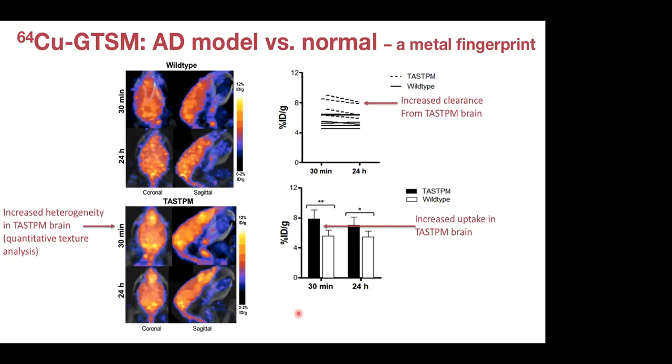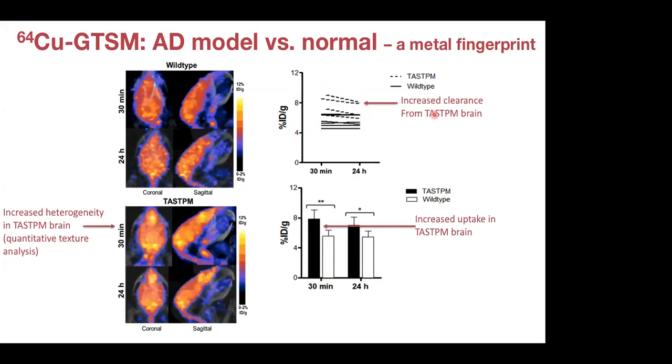On the right, the bottom graph shows you that, as in Paul Donnelly's results, we saw an increase of the initial uptake in that 30-minute period in the TS-TPM brain compared to the wild type, about a 40% increase, similar to what Donnelly observed. And the graph at the top shows the clearance from the brain between 30 minutes and 24 hours. And again, in the wild type brain, those lines are horizontal. There's no noticeable clearance, whereas in the TS-TPM brain, there is some clearance, not much, but it's about 5 times more than in the wild type brain.